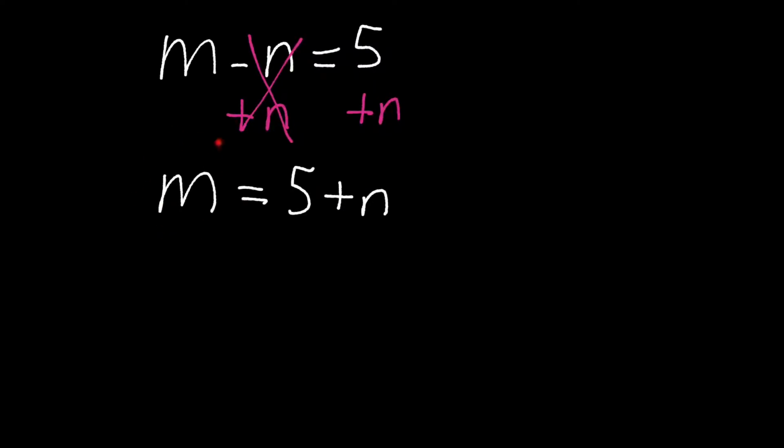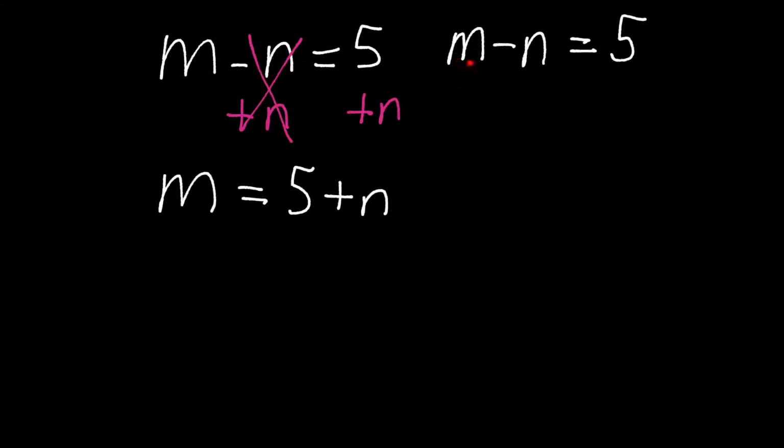So whatever m is, it's the sum of 5 and n. Pretty handy. Now let's say we have that original equation again, m minus n equals 5, and this time I want to solve for n. Well, I'm going to have to perform two different steps.